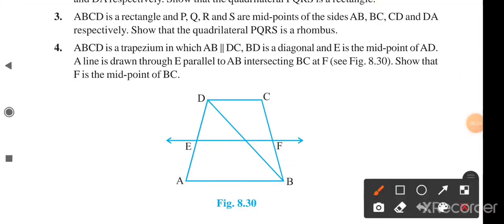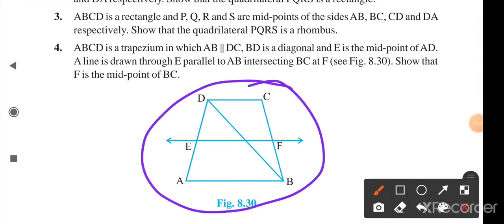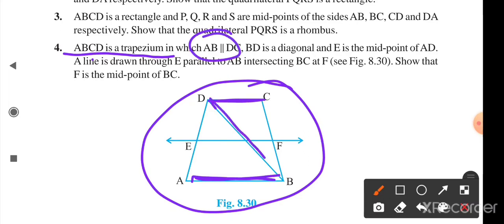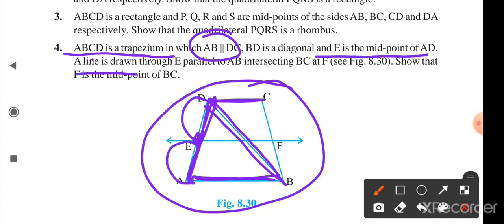ABCD is a trapezium. You can see that it is a trapezium. It is given in the question that AB, that means this side, is parallel to DC. BD is the diagonal and E is the midpoint of DA. That means DE equals EA. You can see that it is all given in the question.